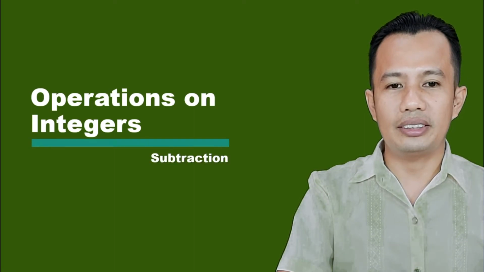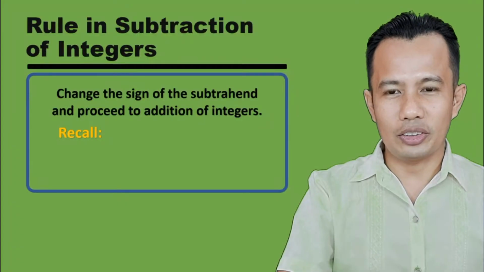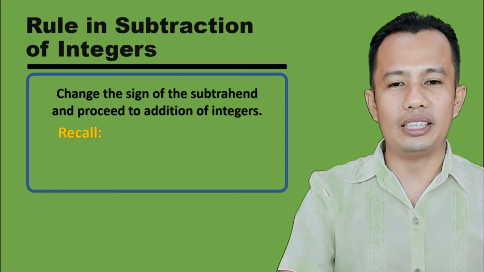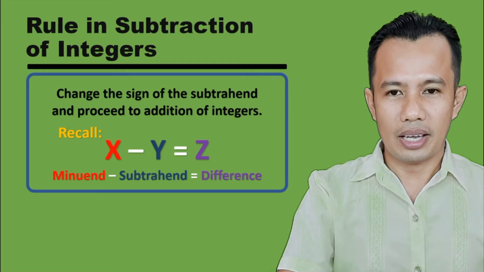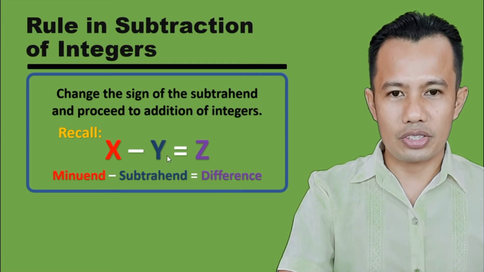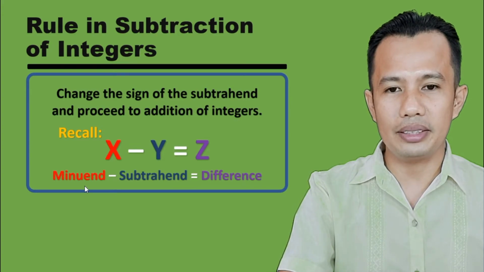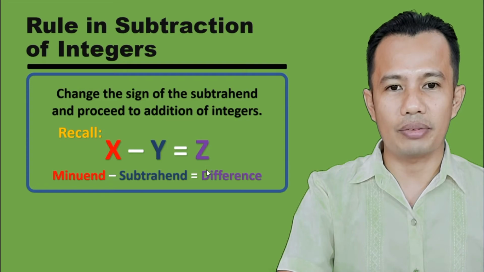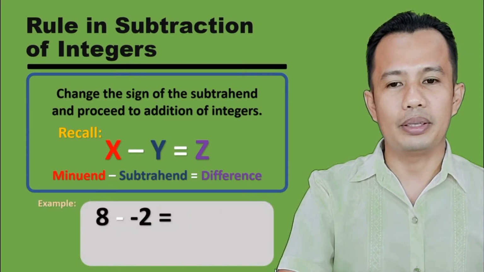Operations on integers: subtraction. Rule in subtraction of integers: change the sign of the subtrahend and proceed to addition of integers. Let's recall, x minus y is equal to z, wherein x is our minuend, y is our subtrahend, and z is our difference.